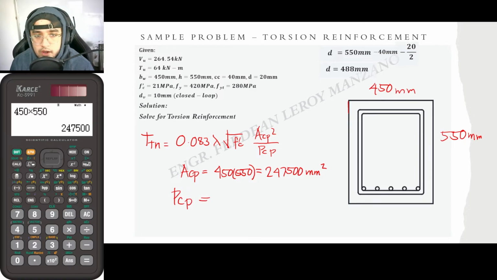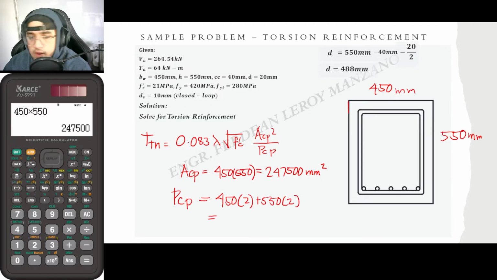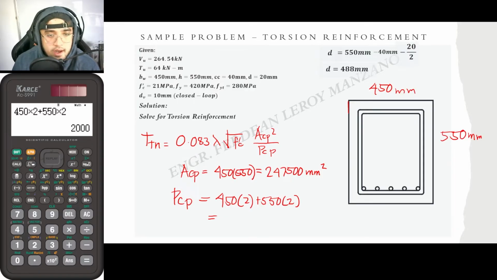For the value for Pcp, we are just getting the perimeter of the beam. So from that, that is now 450 times 2 plus 550 times 2. So from that, the Pcp is now equal to, looking at the calculator once again, 450 times 2 plus 550 times 2. So the answer here is 2,000.